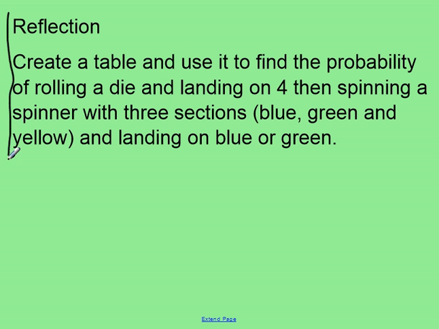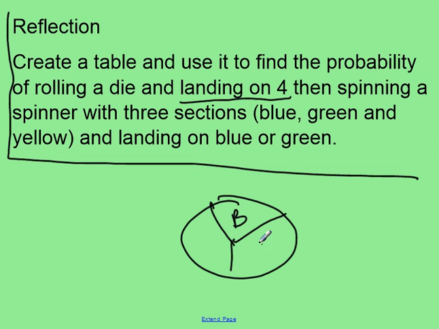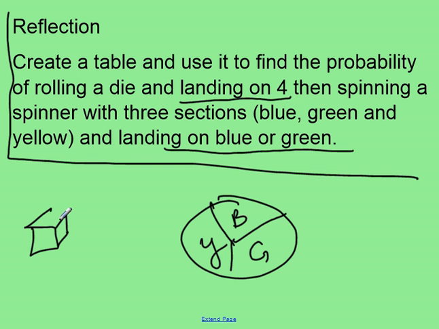For your reflection, I want you to create a table and use it to find the probability of rolling a die and landing on 4, then spinning a spinner with 3 sections, blue, green, and yellow, and landing on either blue or green. Okay, so we have a die, and we have a spinner.